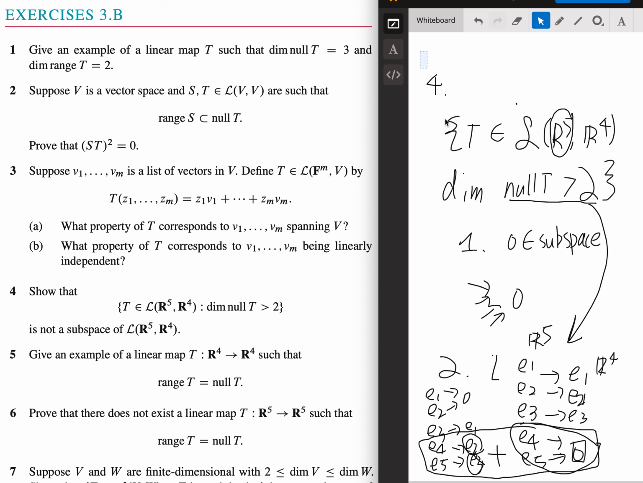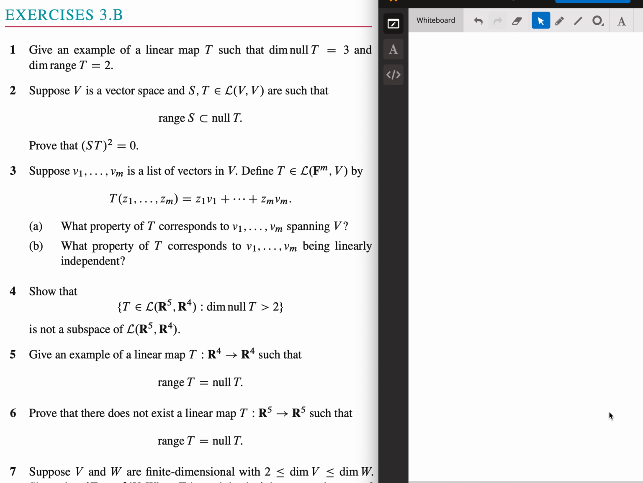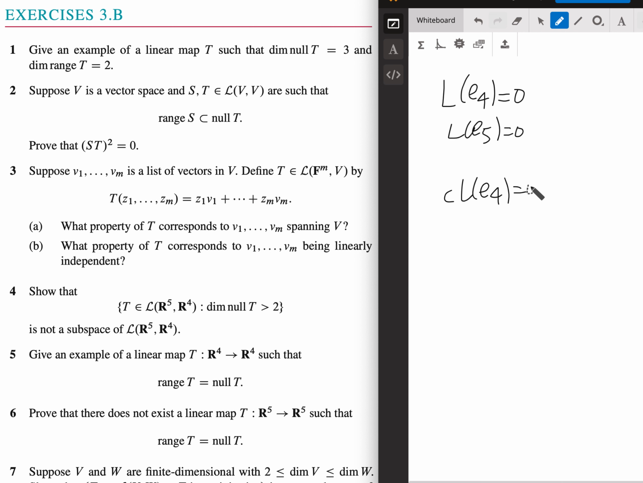And the scalar requirement usually doesn't really break that way. I think if you have a linear map L and multiply by a scalar C, then CL is still in the subspace. That doesn't really fail with something like this, because the linear map of E4 or any multiple of E4 or E5 goes to 0, and if you multiply them, it still goes to 0, so it stays fairly consistent.